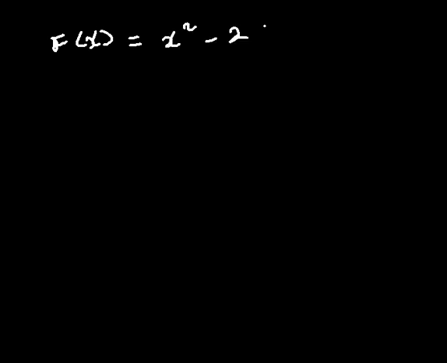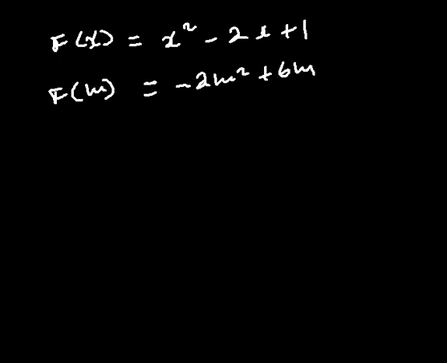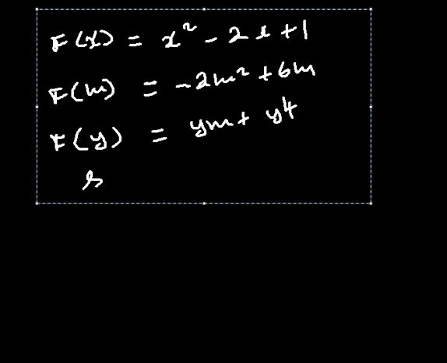We can have f of x equal to x squared minus 2x plus 1. And if we have f of m equal to negative 2m squared plus 6m, we can have that. And let's say f of y equals ym plus y to the power 4, assuming that m is a constant, so the input is given as y. Those are also examples of univariable functions.